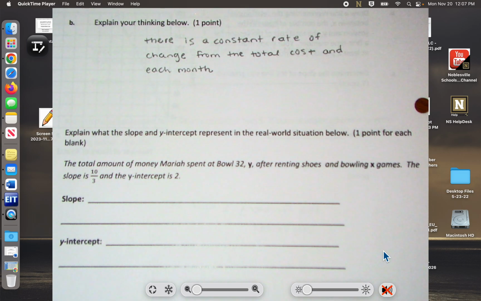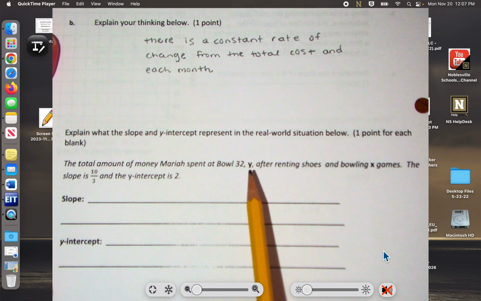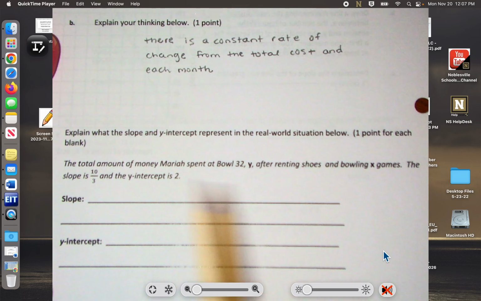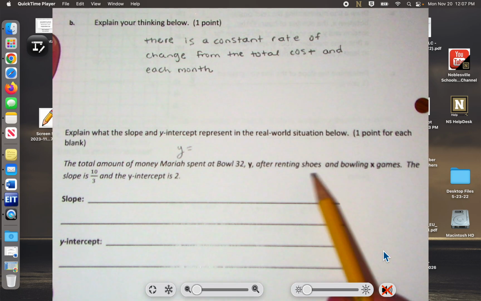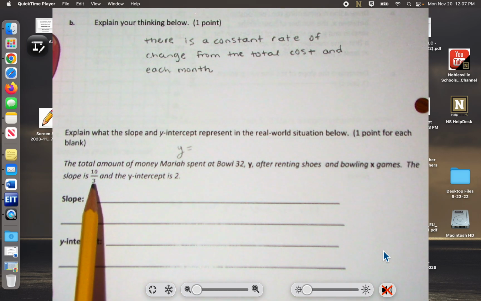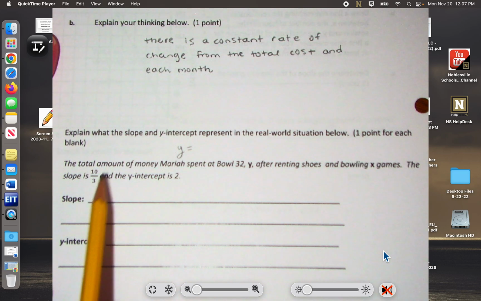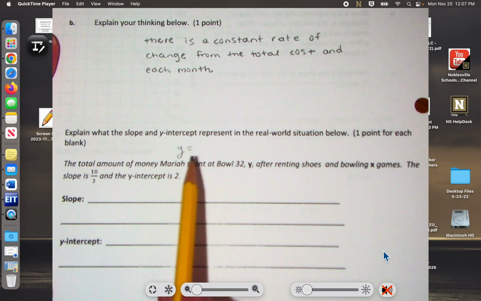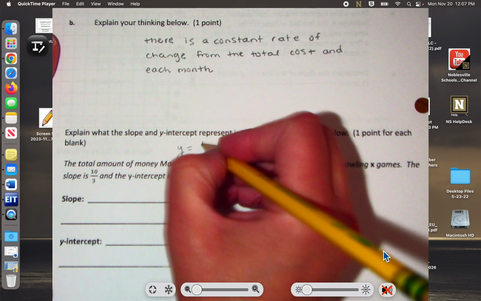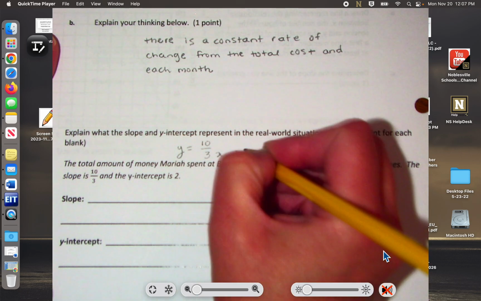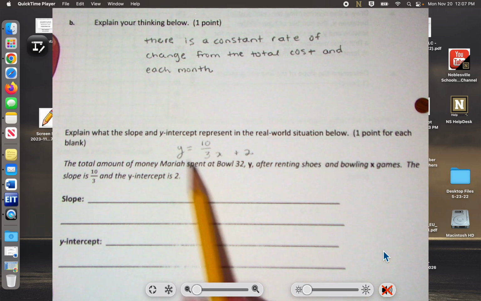Okay, so we have Mariah at Bowl 32. We have the amount of money spent. So if I was going to make an equation, it would be y equals, after renting shoes and bowling x games, the slope is 10 over 3, and the y-intercept is 2. So where would that 10 over 3 go in this equation? Y equals, and where would the 2 go? Kendall? 10 over 3x plus 2. So my slope is this 10 over 3.